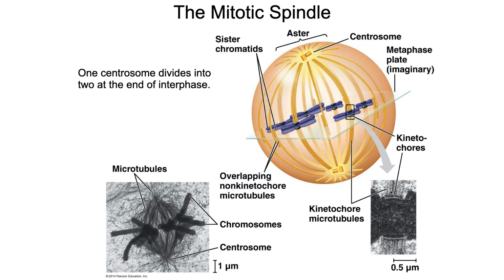And the third part are called non-kinetochore microtubules. These extend into the metaphase plate, but they do not bind to chromosomes. Instead, they overlap one another, and they help separate the two cells, the splitting of the one cell into two.